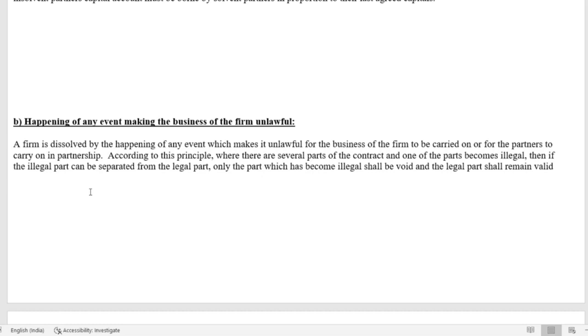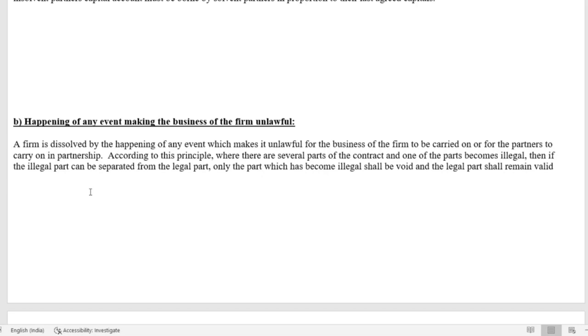But later the state government, the central government or a statutory authority bans the use of a particular chemical compound. Then the partnership firm, or any firm which is producing a tablet to be used by patients, can no longer produce it. If they continue to use that contraband or prohibited chemical compound in the tablet, then it will become unlawful.